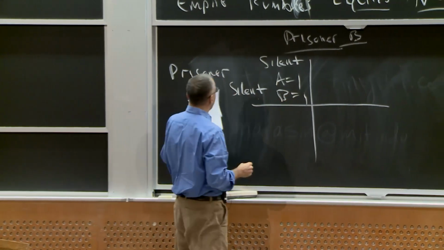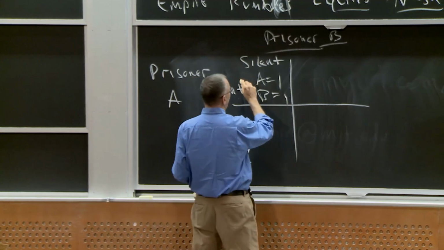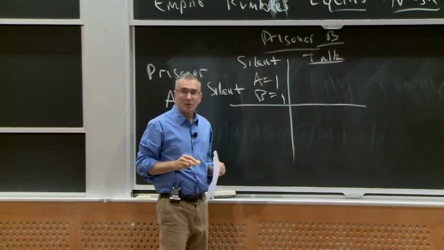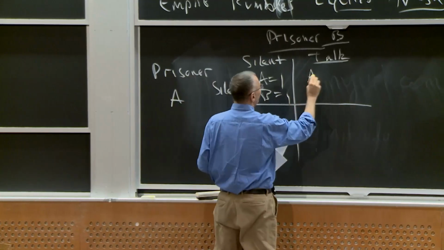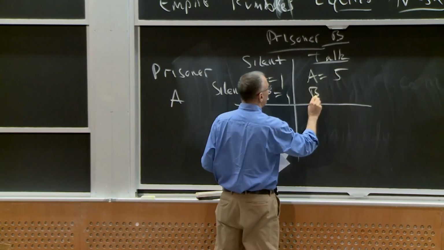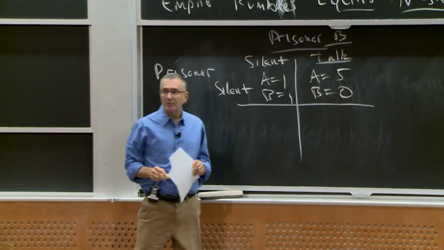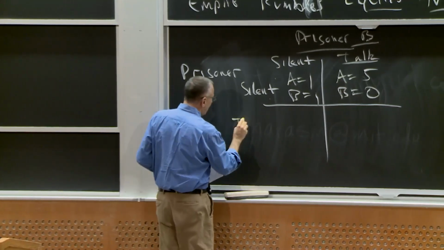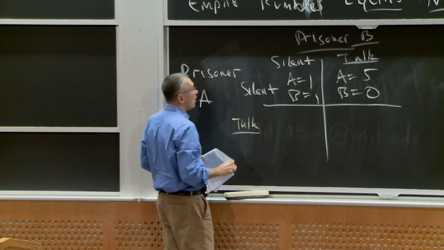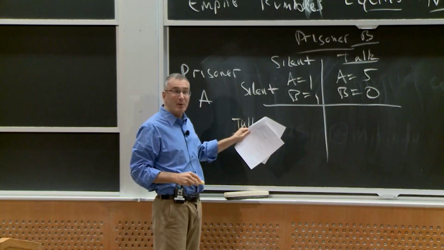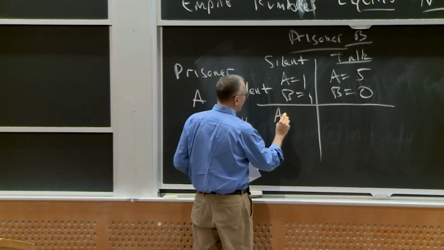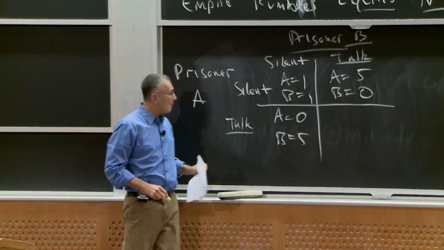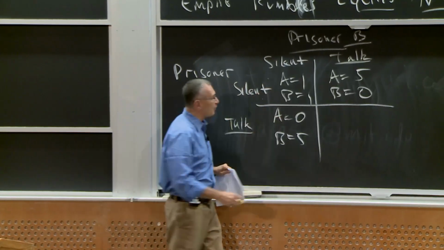Now let's say that prisoner A stays silent, but prisoner B talks. Prisoner B squeals. Then prisoner A now gets 5 years, and prisoner B gets 0. Over here, we have what if prisoner A talks. Well, if prisoner A talks and prisoner B remains silent, then prisoner A gets 0, and prisoner B gets 5. But if they both talk, they both get 5.